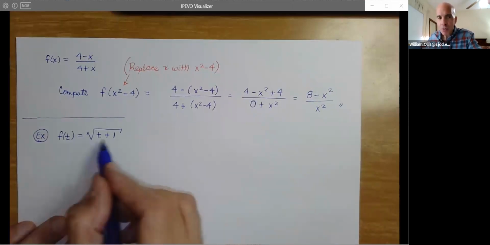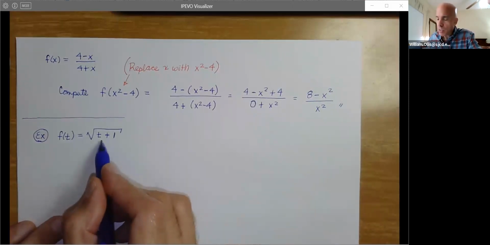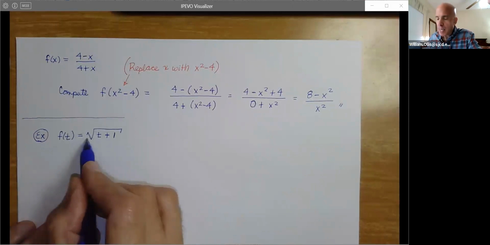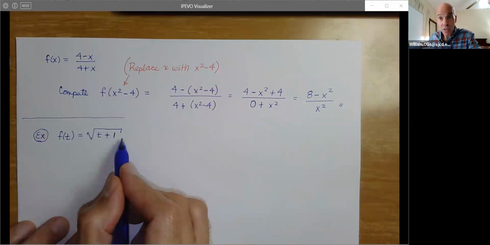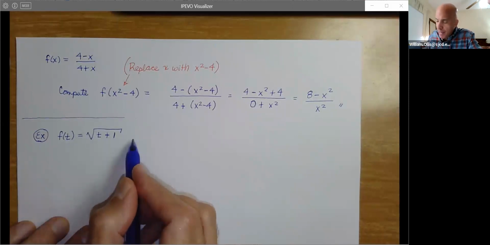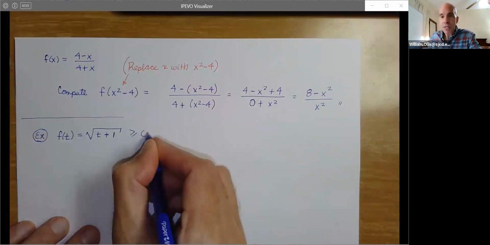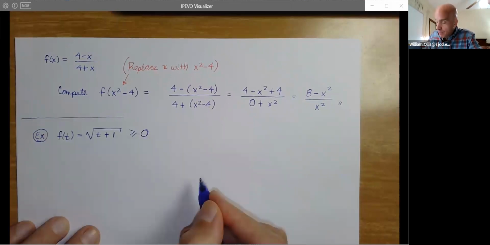Now, notice here, this is going to help us with transformations. The principal square root is a non-negative function. So when I have f of t equals the principal square root of something, this by definition is greater than or equal to 0. We know that by definition.